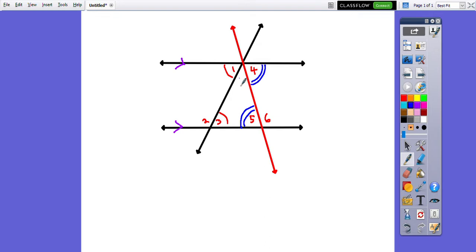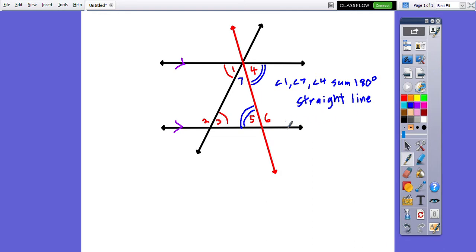I'm going to see what I haven't used yet. I haven't used 7 yet. What do we know about 1, 7, and 4? What do 1, 7, and 4 have to add up to? So angle 1, angle 7, and angle 4 have to sum to 180 degrees because they're on a straight line. If you said that they were supplementary, that's kind of true, but typically supplementary implies just 2 angles. They sum to 180 because they're 3 angles along one side of a straight line.